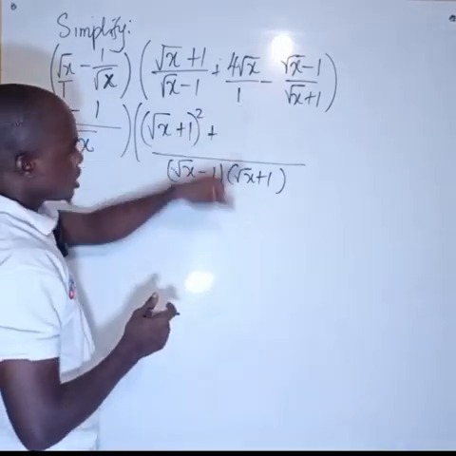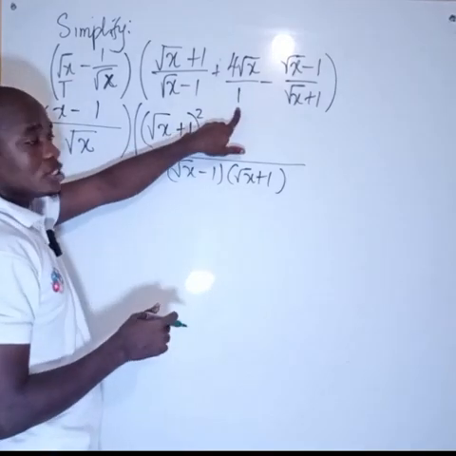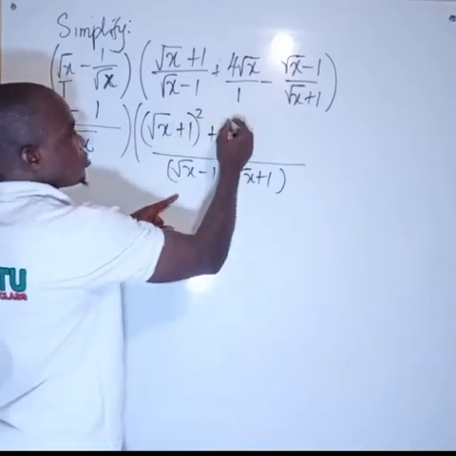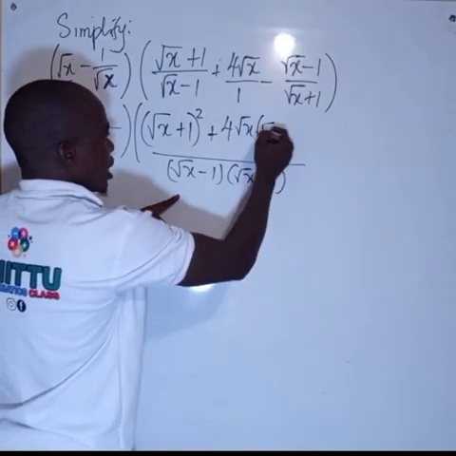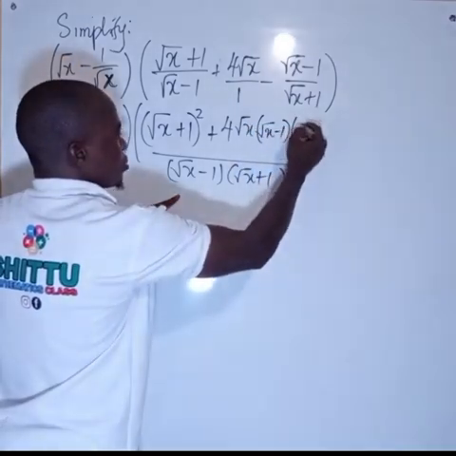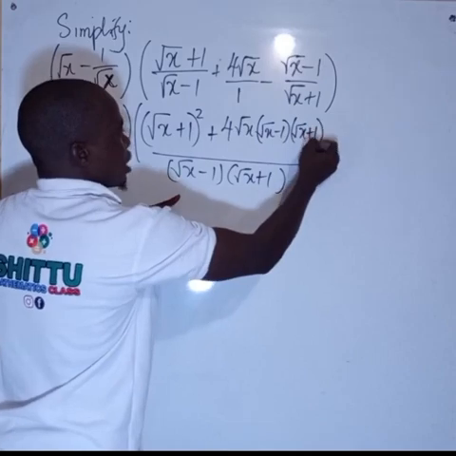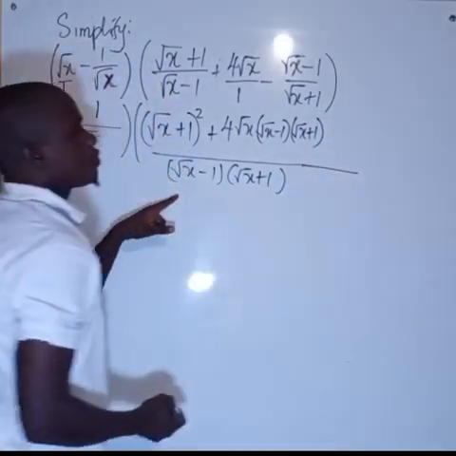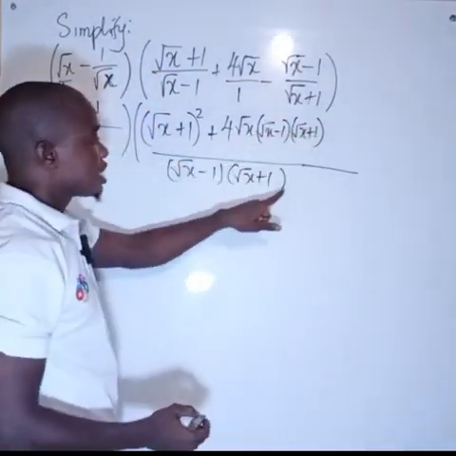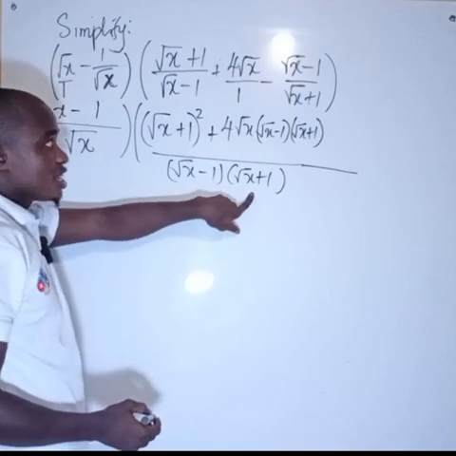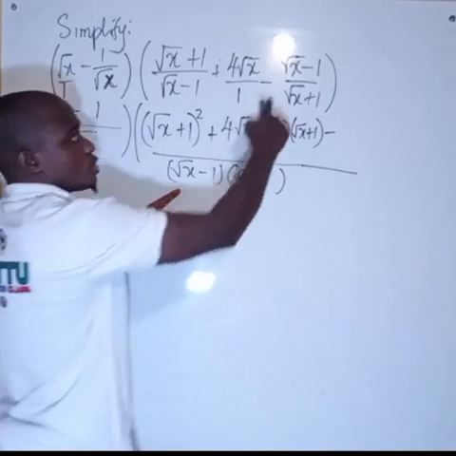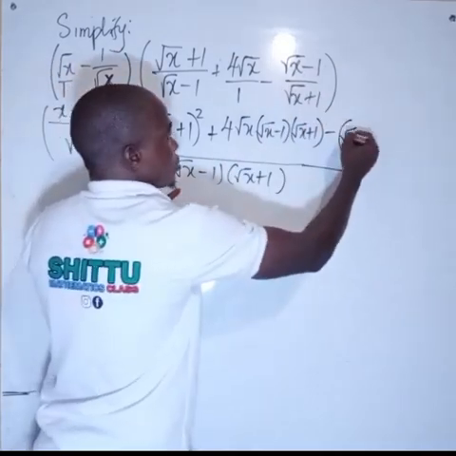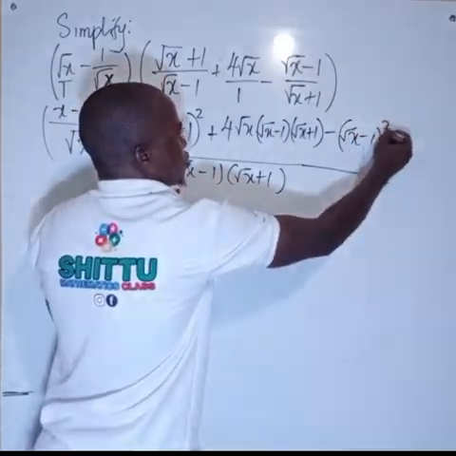Now from here, everything here divided by 1 is going to be everything. So we're going to have 4 root x, then multiplying root x minus 1, then root x plus 1. Are you following? Now from there, root x plus 1 is dividing root x plus 1 here. So we are left with this. Definitely we're going to have this multiplying this, so we have root x minus 1 all squared.